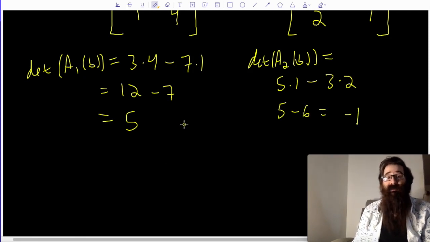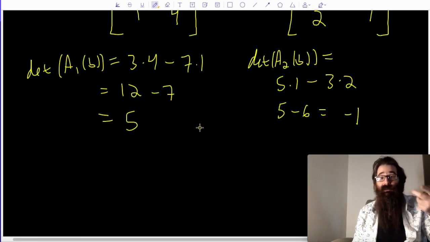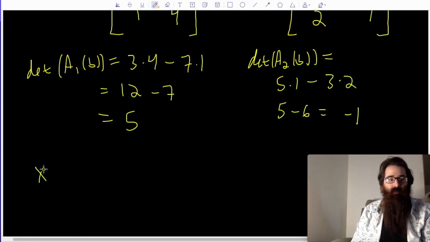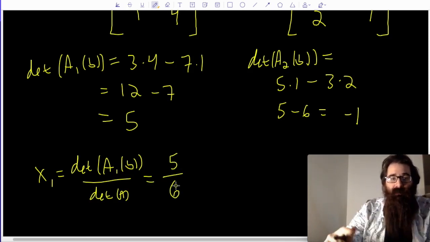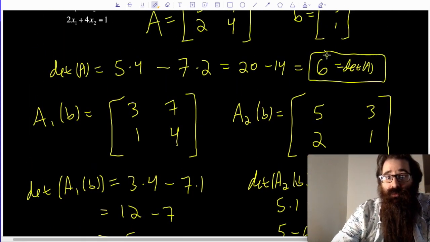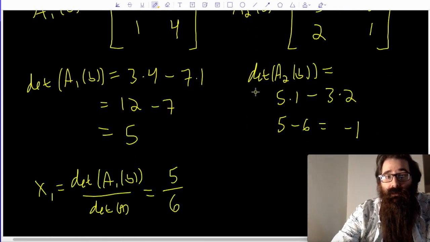Now I have all the pieces that I'm going to need to build my unique solution. So I'll say x sub 1, that's the determinant of A sub 1 at B divided by the determinant of A, which is going to give me 5 on top, divided by the determinant of the original matrix A, which was 6. Let's scroll up and show we did that work.